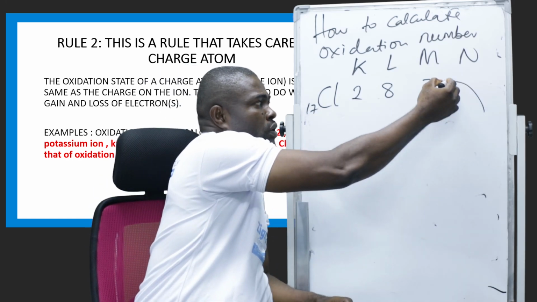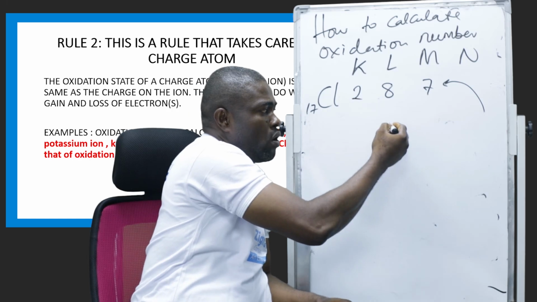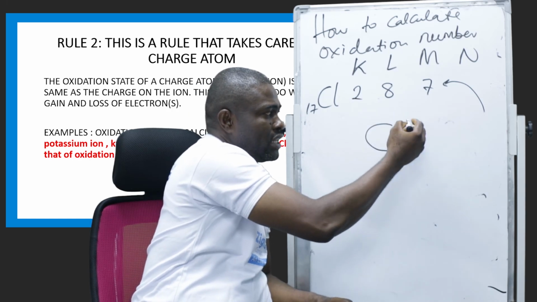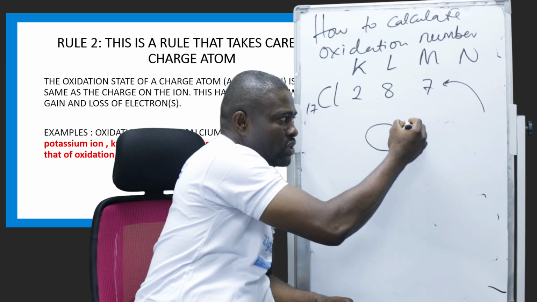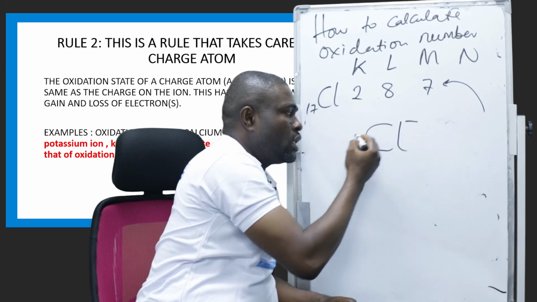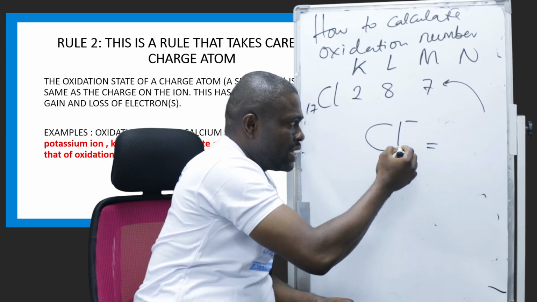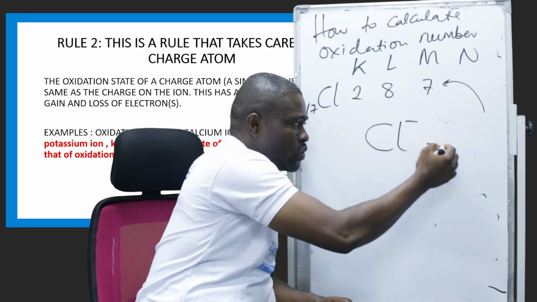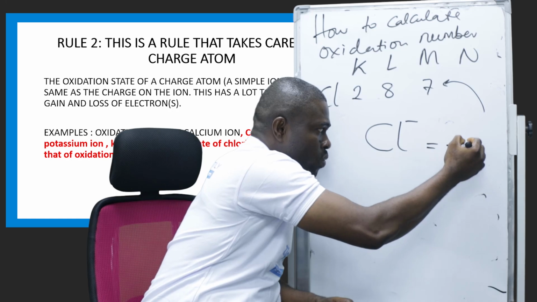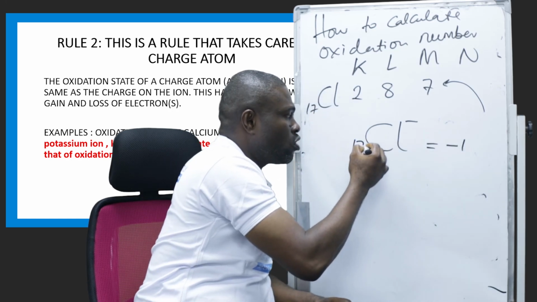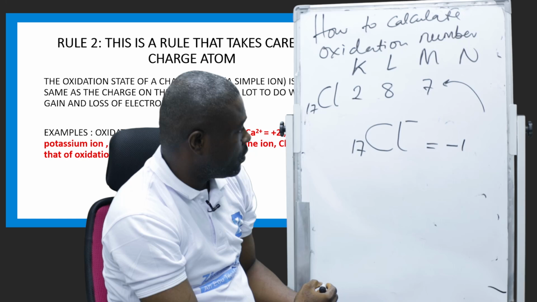1 electron will be gained by this. And once it gains 1 electron, gaining is negative. So minus 1 is actually gaining 1. That shows that the charge is what? Chloride ion. The charge is minus 1. The oxidation number is minus 1. The atomic number, which is the proton number, remains the same.